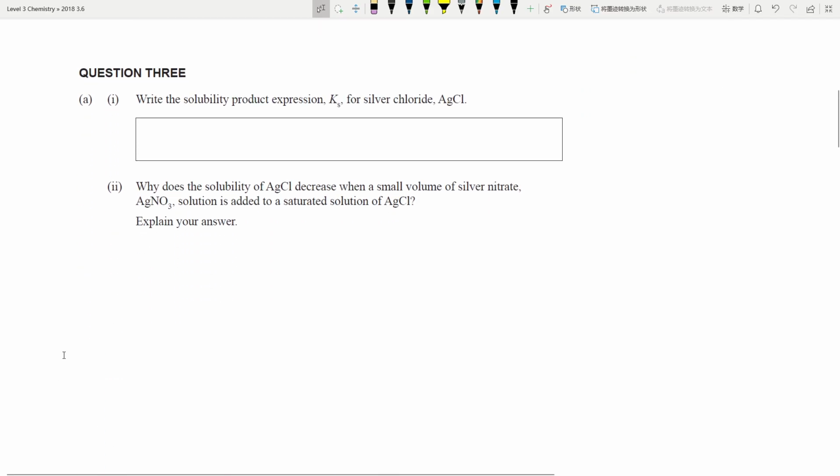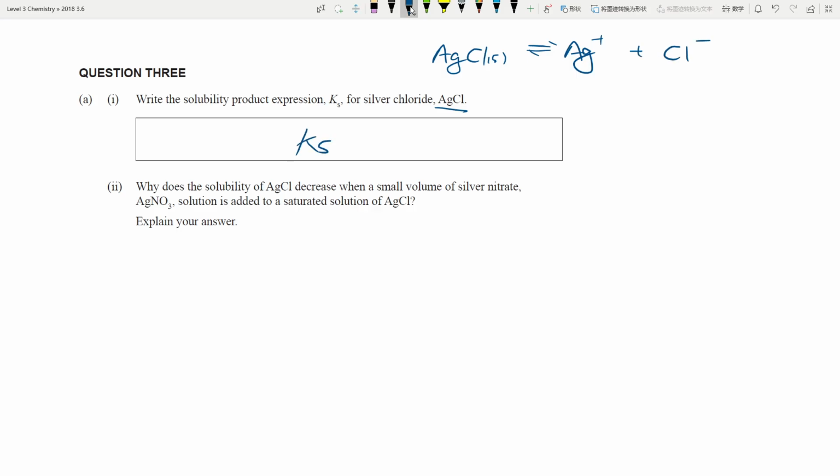Right, question 3. Write down the solubility product for AgCl. If you're not sure how to do this, AgCl solid partially dissolves into the ions Ag plus and Cl minus. And how do we write the Ksp? Because it's an equilibrium, we write the products divided by the reactants, but because the reactant is a solid, we don't need to write it. Ksp = [Ag+][Cl-].